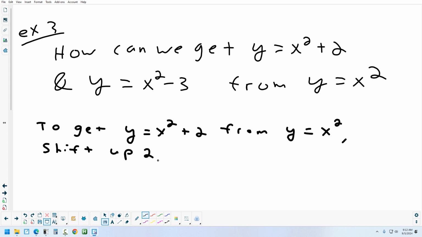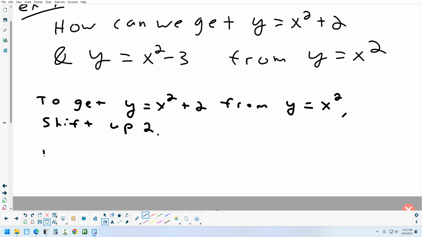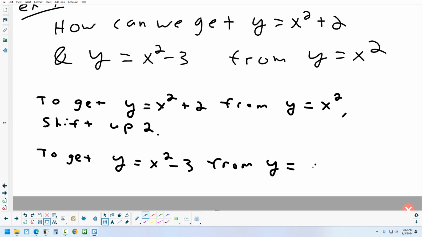Okay, so the original one, that's called the parent function, y equals x squared. It's the simplest quadratic that you can have. Everything else comes from that one. How about this one? To get y equals x squared minus 3 from the parent function, how do you think you would get x squared minus 3? Yep, you would shift it down.